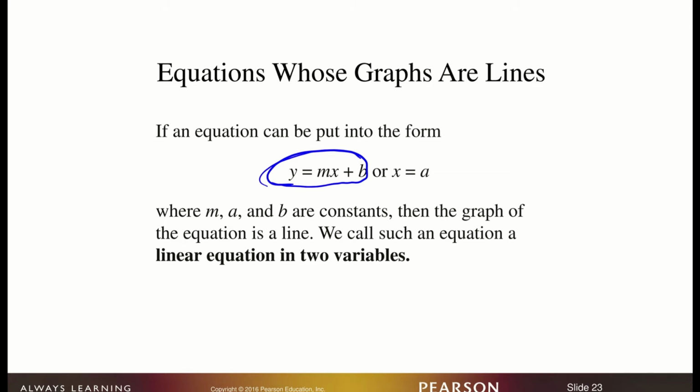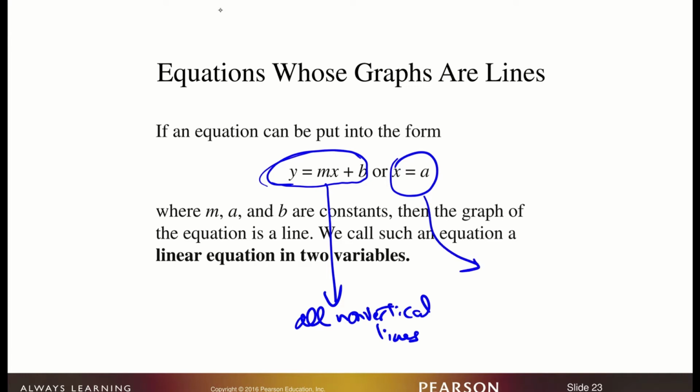There is one group of lines which don't fit that, and those would be these ones. So these represent all non-vertical lines. To describe all lines, you would need to throw in the vertical lines as well, and that's where those come in. So those represent the vertical lines. Now you have covered all lines.